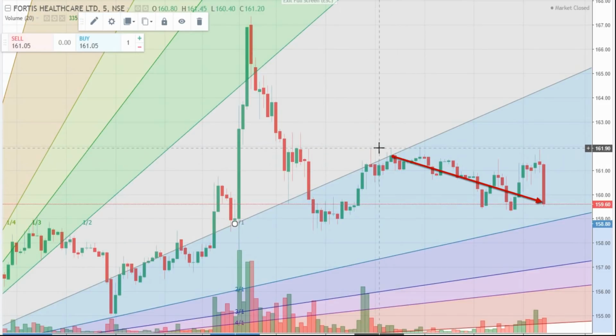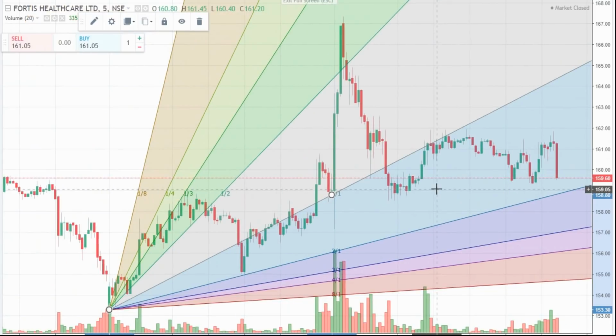So the Gann fan is mainly used for finding out the resistance and support levels as per the Gann method. So this is just used for reference only. So if you draw previous day candle, opening candle low to closing candle low, you will get these levels.